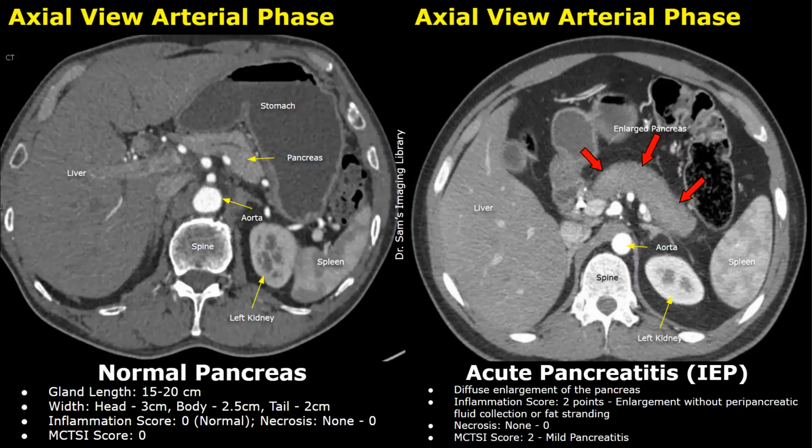In this case, there is only pancreatic enlargement, so the total MCTSI score will be calculated by adding the inflammation score and necrosis score. So 2 plus 0 is 2 points. The MCTSI score is 2 points. 2 points correlates to mild pancreatitis, so this will be labeled as mild pancreatitis.